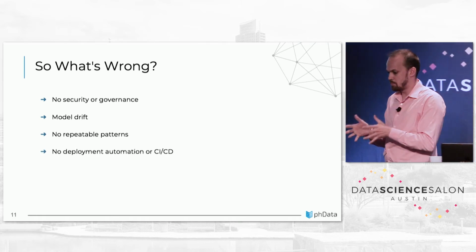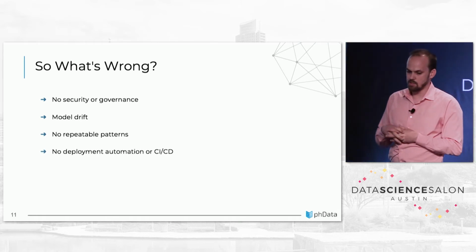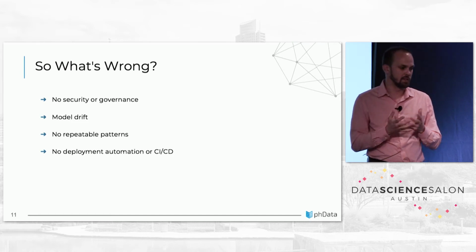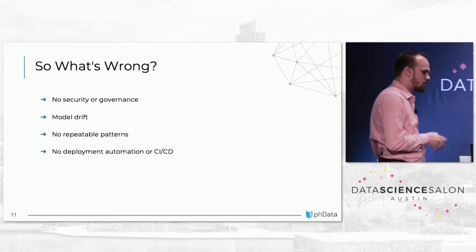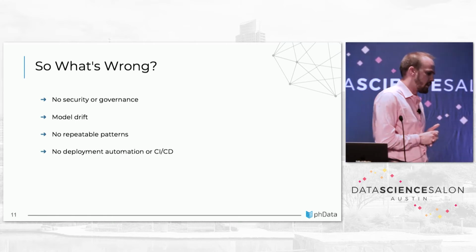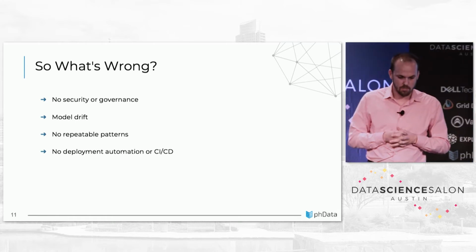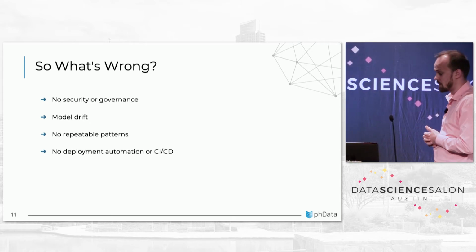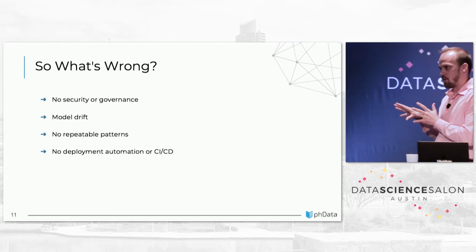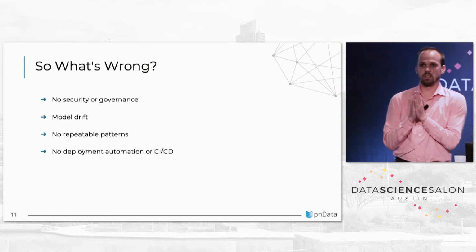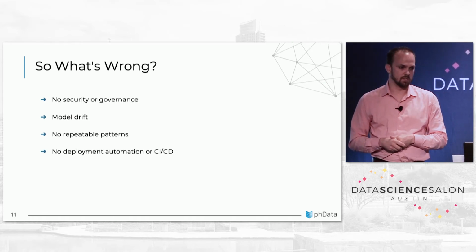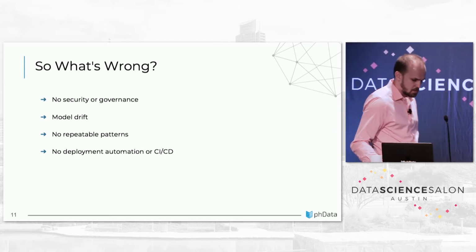Next, there's no deployment automation or CI/CD. And so in the example of the store operators calling and complaining that the model has drifted, of course, they wouldn't use those words. But so you go back to the drawing board, you retrain, you refit, and you're ready to redeploy that new model. And unfortunately, there's no automation in place. So getting that retrained model into production, you have to go through a lot of manual steps again. And so that's an issue as well.